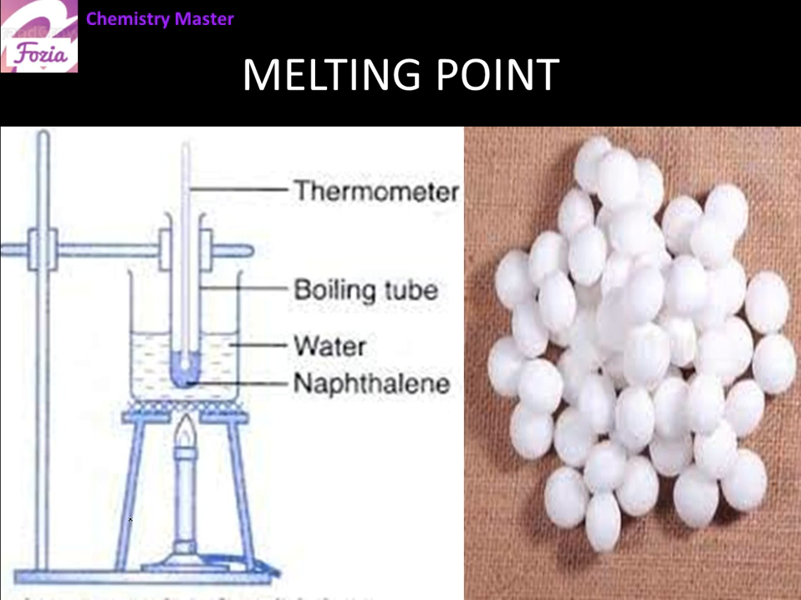Now, how can we measure it in the lab or in any industry? There is a routine apparatus setup by which we can find out the melting point, the definite point, or the constant physical property at which every solid melts. And the temperature at which a solid becomes a liquid is called its melting point. Now we are very close to the definition of melting point.